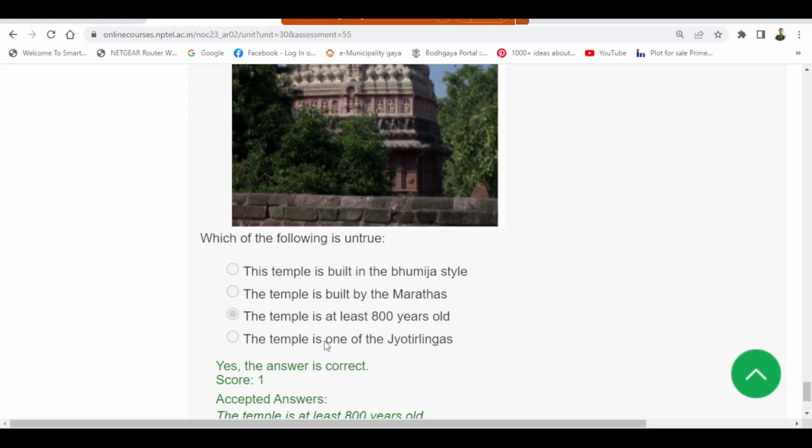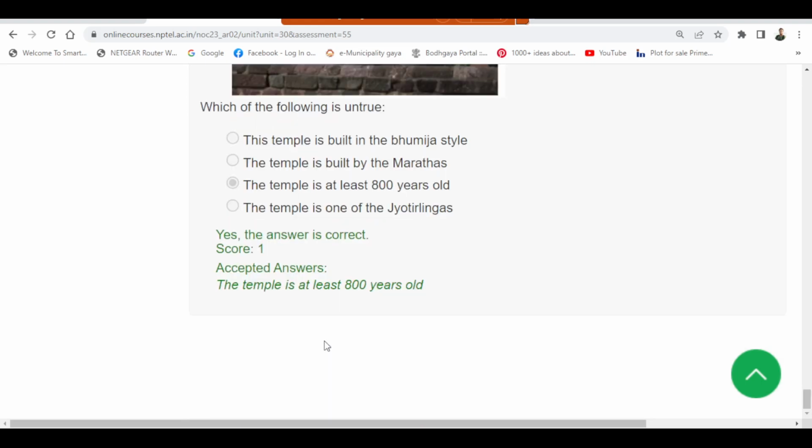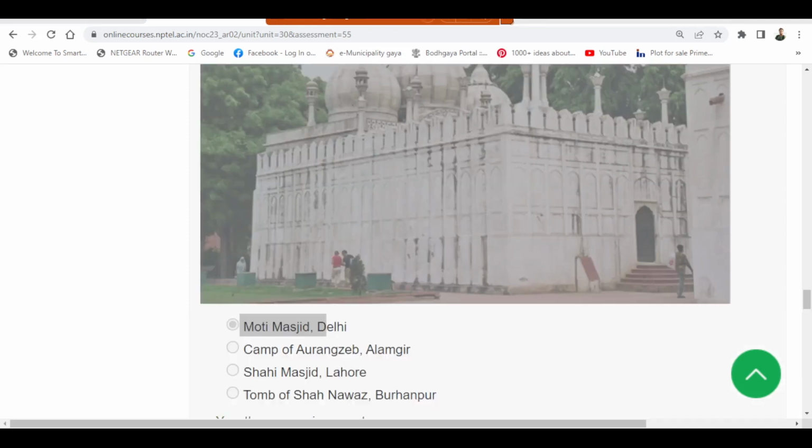So it is a different type of question. It is asking which of the following is untrue. The answer is that the temple is at least 800 years old, but this temple was built in the 18th century. So it is not 800 years old.